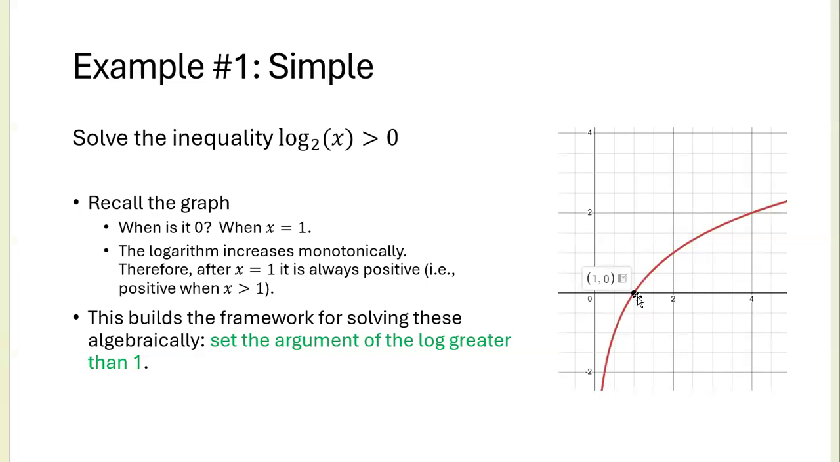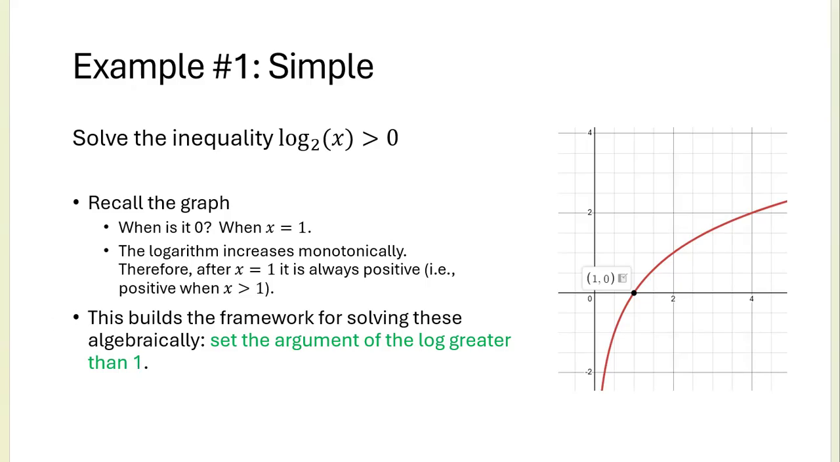Then we recall that log monotonically increases. It keeps increasing, so after this point, when it crosses 0, it's always going to be positive. And before this point where it crosses 0, it's always negative. In this case, we're interested in when it's positive, so it's when x is greater than 1. That's the solution to this inequality. So this builds the framework. Because we recall that log of 1 is 0, for log of any base, we can just set the argument of the log, which means what's in the parentheses, greater than 1. That's our algorithm.